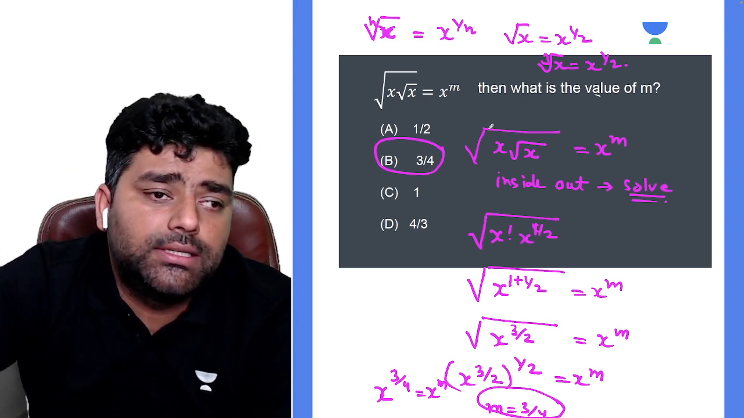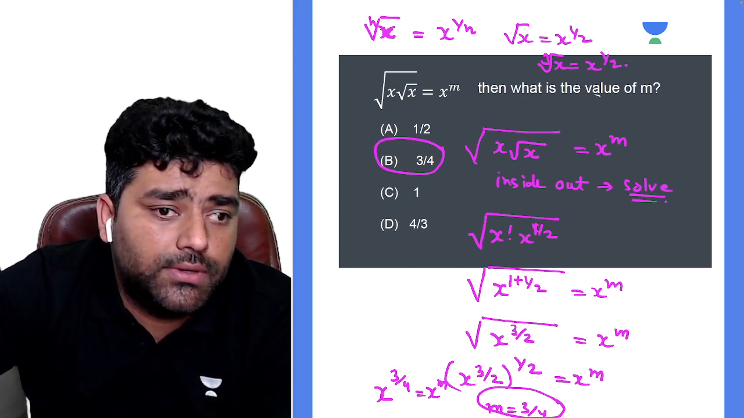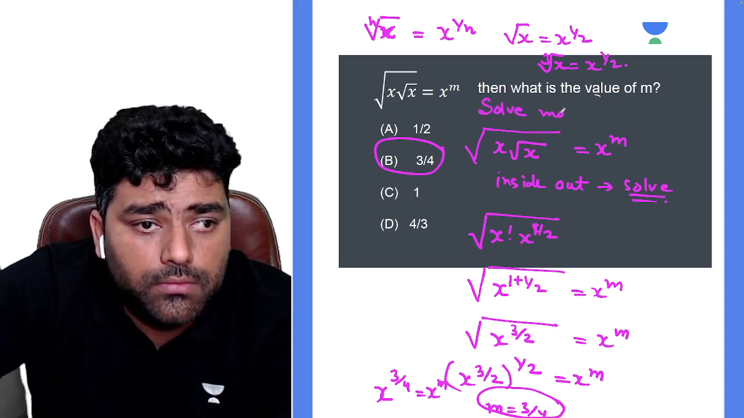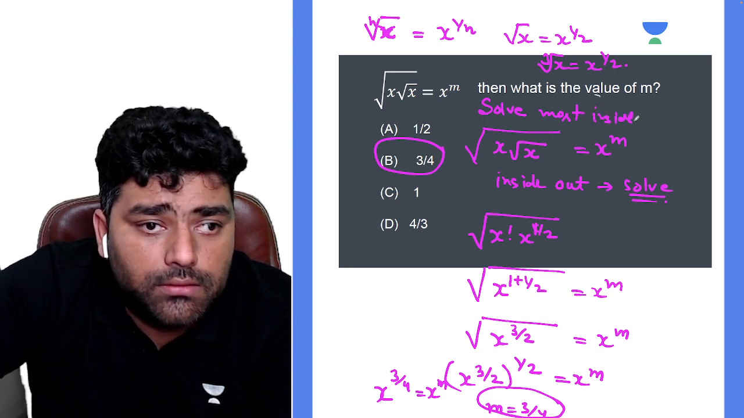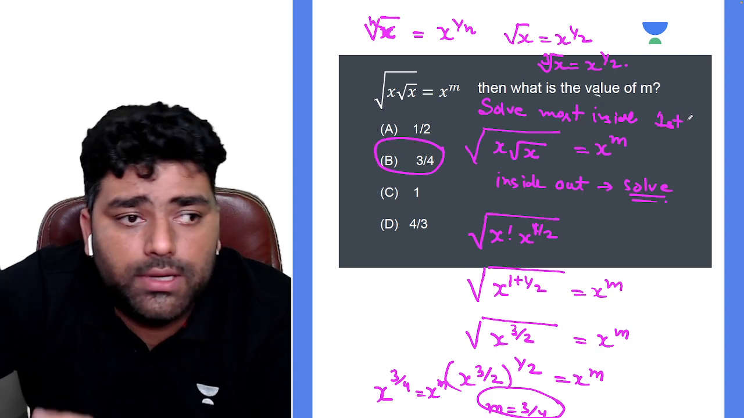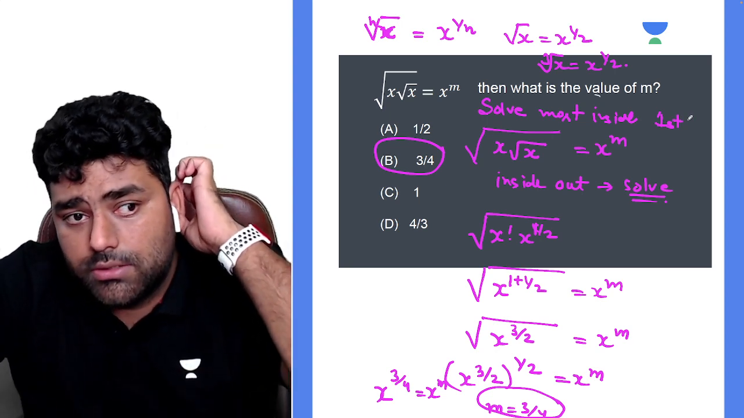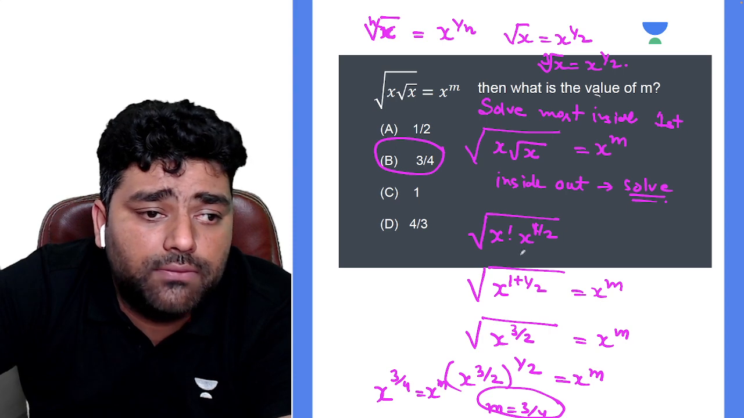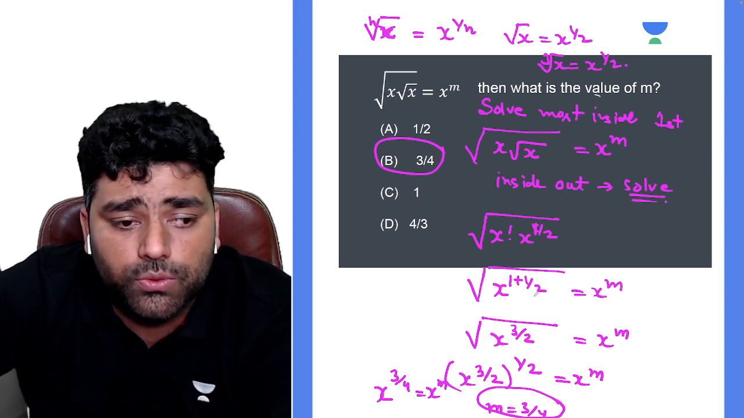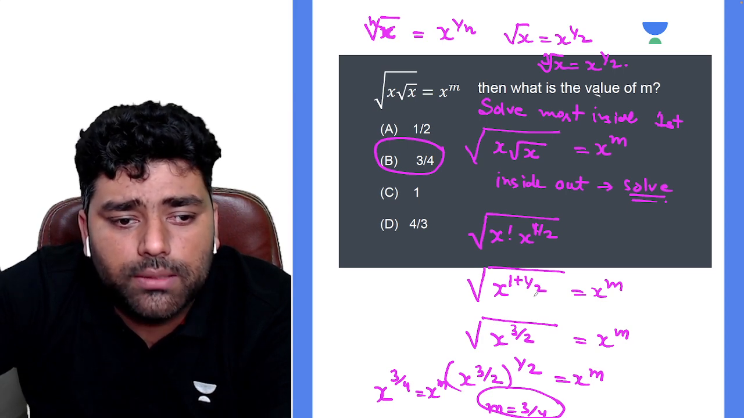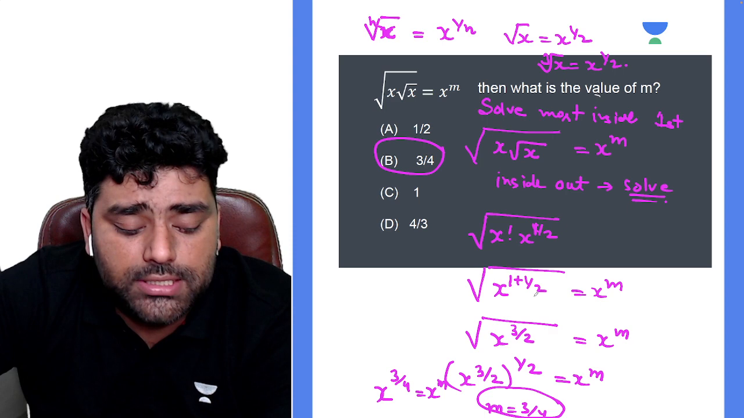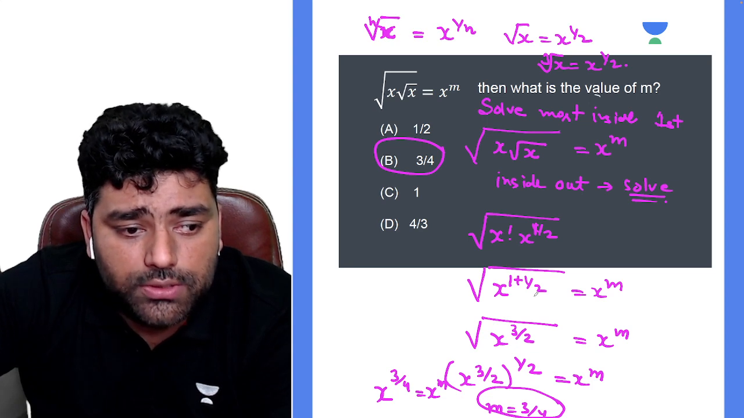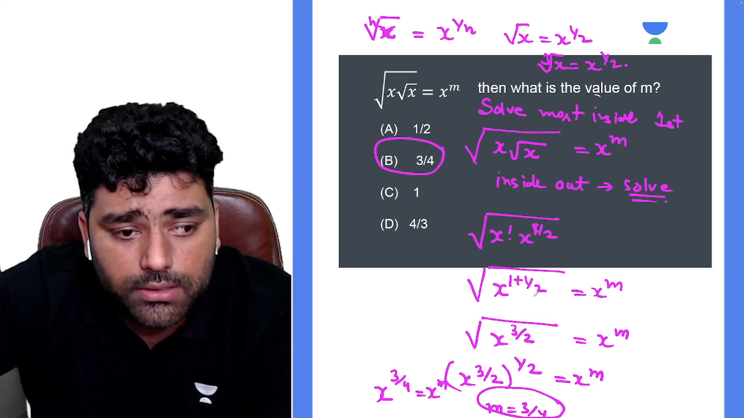Please check this one, guys. What we did there is this rule: always solve the most inside first. When you have this type of question, try to solve the most inside first. So you write the square root of x as x to the power half, and then you add 1 plus half, that is going to be 3 by 2, and then you write x to the power 3 by 2 to the power 1 by 2. Finally, when you multiply, because this is power to the power, you get x to the power 3 by 4 equal to x to the power m, so m is 3 by 4.